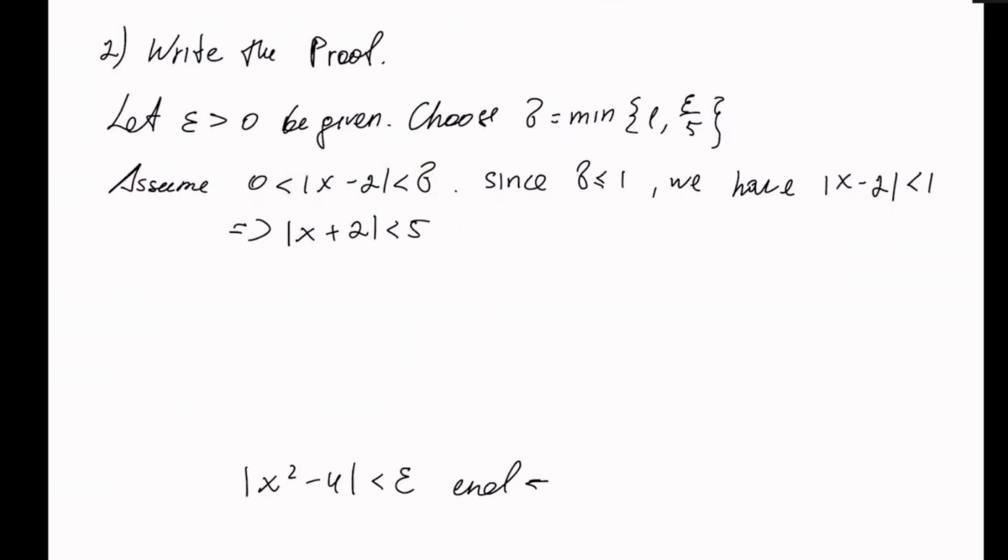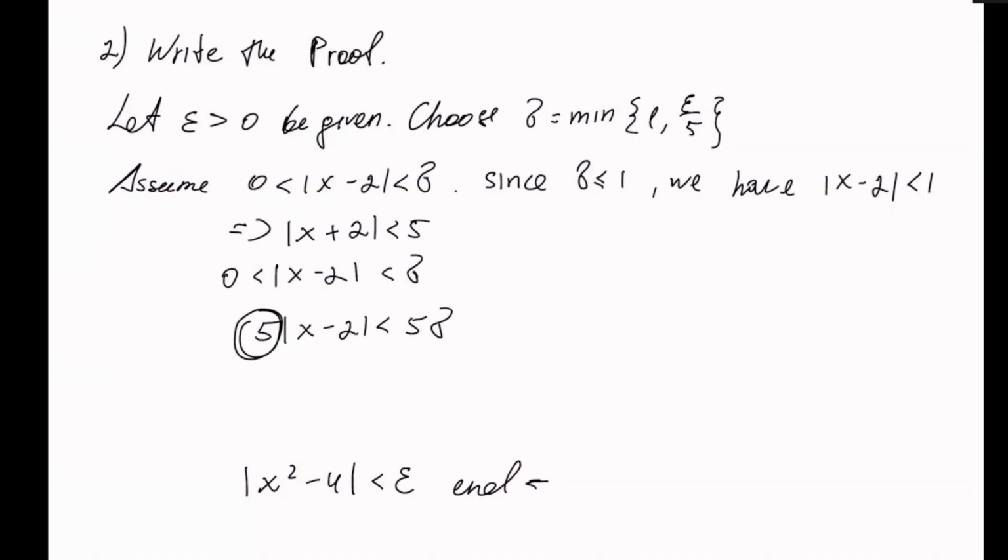So let's start with our absolute value of x minus 2 less than delta. We will multiply all three sides by 5. We get 0 times 5 is 0, so we have 5 times absolute value of x minus 2 less than 5 delta.